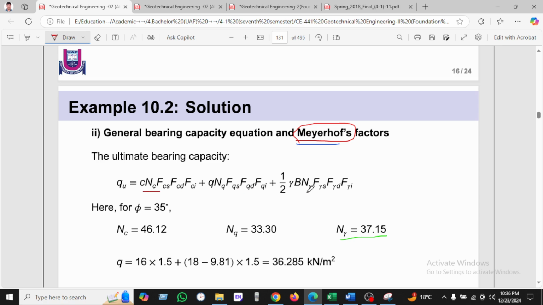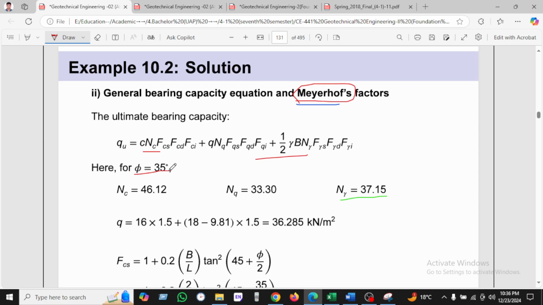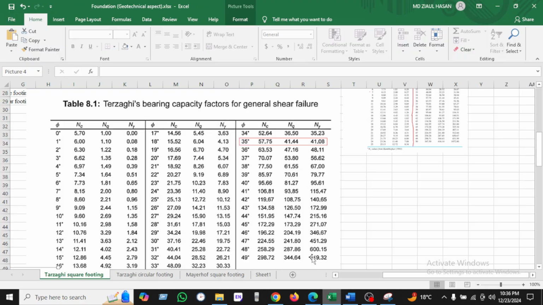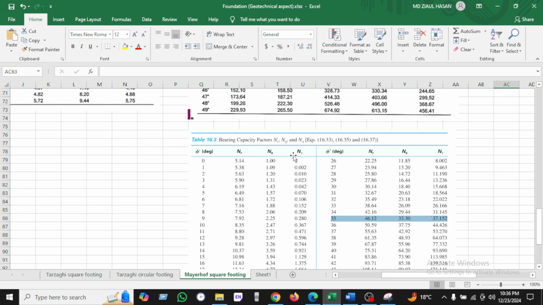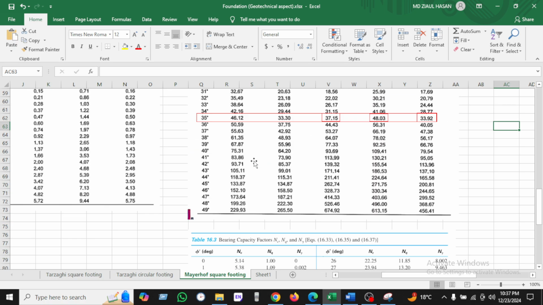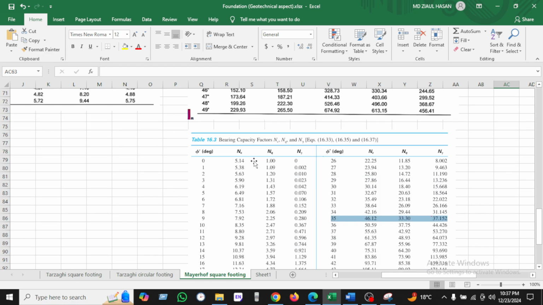So let's see another solution, which is solved by the Meyerhof equation. This is the equation we have shown here, and when phi is 35, then Nc, Nq and N gamma will change. So let's see what Nc, Nq and N gamma are for Meyerhof, phi equal to 35. This is taken from the BM Das table 16.3, where you can find for phi equal to 35, Nc equal to 46.12, Nq equal to 33.30 and N gamma 37.15.